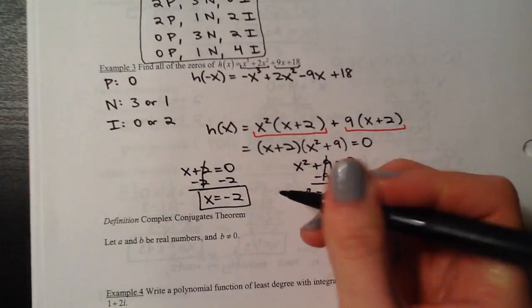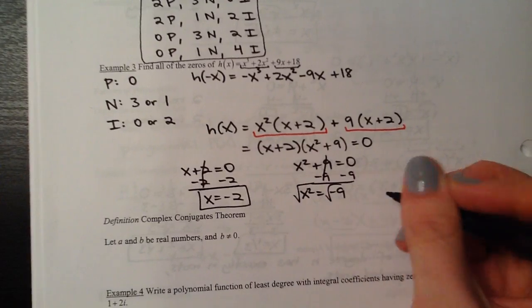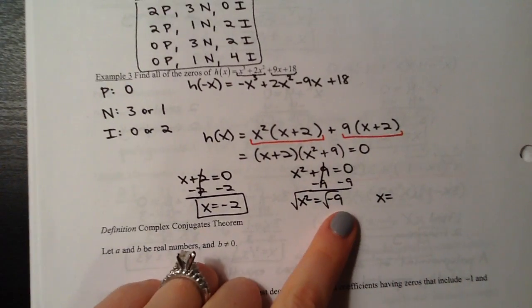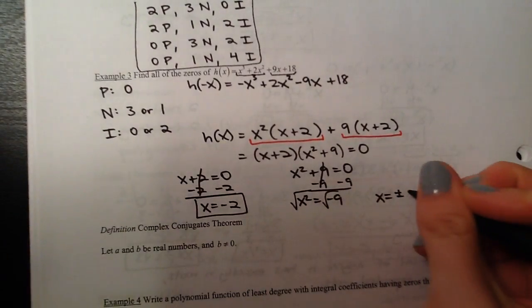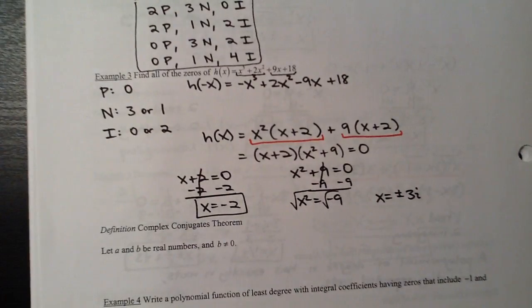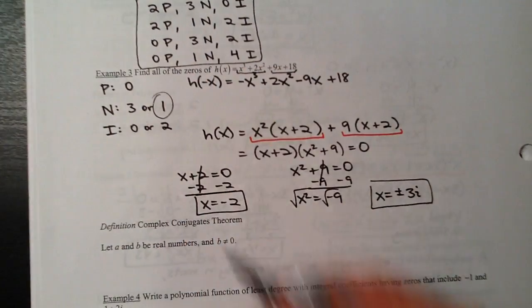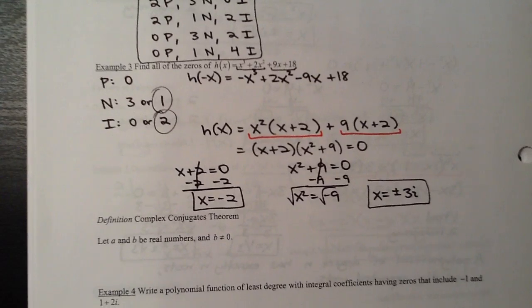Okay, x squared is negative 9. Square root both sides. And we get x equals, well, we know the square root of 9 is 3. But the negative makes it a 3i. And every time I square root, you know I have to have that plus or minus. So here's what I ended up with. I ended up with one negative real root and 2 imaginary roots. 1, 2, 3 altogether gives me 3 zeros, just like the degree.